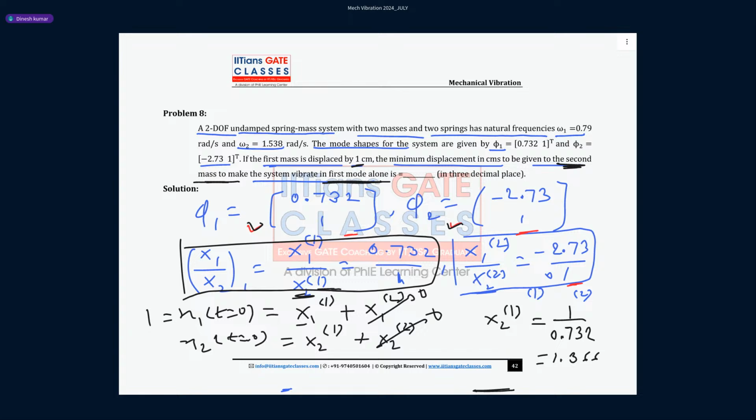So it is how much? 1.366. Now guys, if you see here, this is the initial displacement of mass M2, and this is nothing but x2 for first mode. So how much is it coming? 1.366. So what is the answer? X2 at t equal to 0 is 1.366, that is your answer. Okay, so now guys, understand, if your initial displacement of mass m1 is 1 and for x2 it is 1.366, then your system will vibrate only in what?